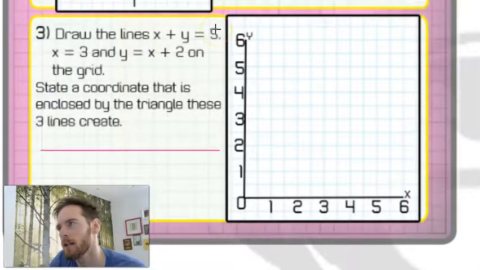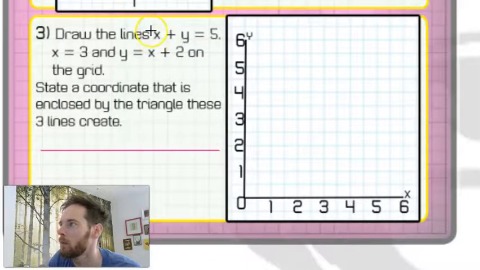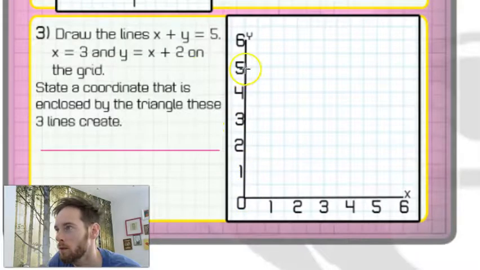Now the trick to doing the x plus y ones is, you don't have to do this with any tables here. There's no tables to help you. But the trick is if x is 0, then y would have to be something, and that something would have to be 5 because 5 has to equal 5. So if x is 0, then y is 5.